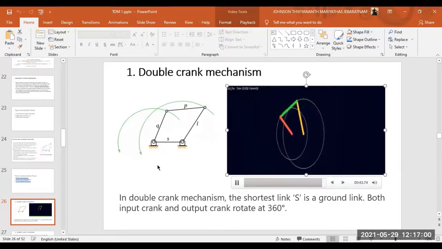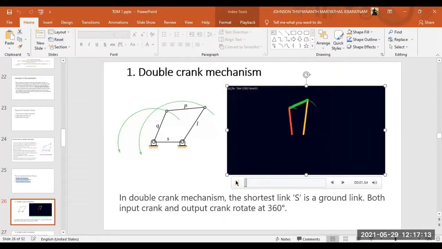So here the shortest link is fixed. In a double crank mechanism, the shortest link S is the grounded link, and a grounded link means a fixed link. Both the input crank and the output crank rotate 360 degrees. So if you fix the shortest link, then both input and output cranks rotate 360 degrees.